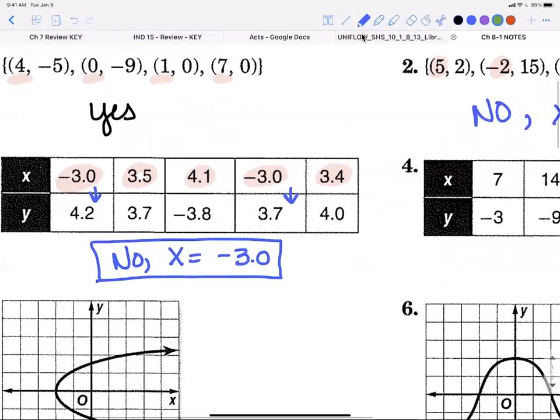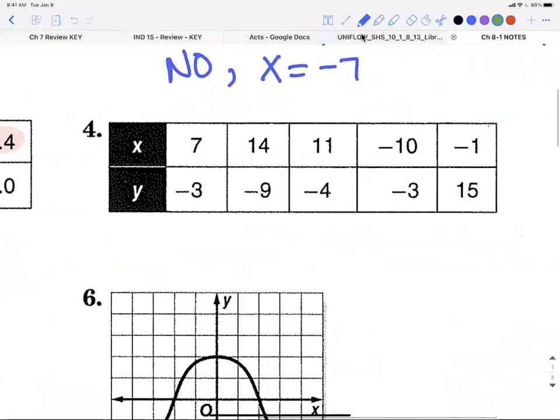Okay, all right, let's look at number 4. Only thing you care about is your X's. So we've got 7, 14, 11, -10, -1. Any repeats? So am I a function? No need to explain. The answer is just yes.